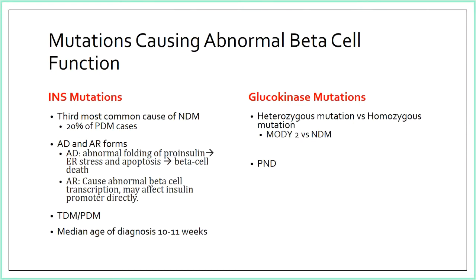In keeping with the more severe presentation, kids with autosomal recessive mutations in INS tend to have a lower birth weight, minus 3.2 standard deviations, compared to those with autosomal dominant mutations who maybe have a low birth weight at minus 2 standard deviations. And they tend to be diagnosed earlier as well because they have more rapid beta cell death. And so they typically will be diagnosed maybe within the first 1 to 2 weeks of life compared to around 10 weeks of life.